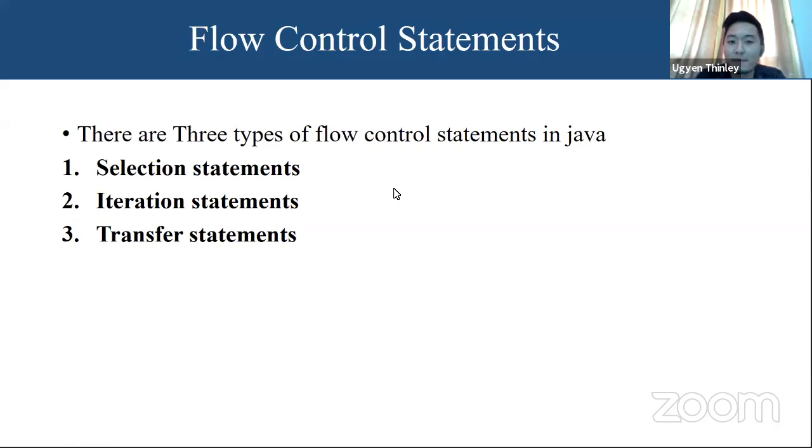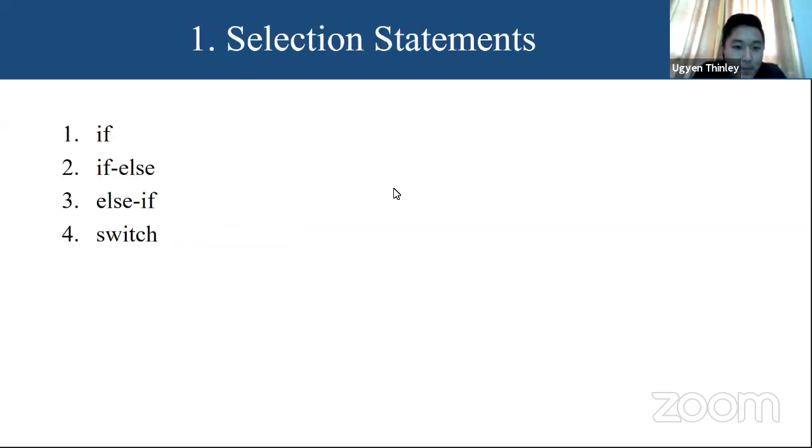In Java, there are three types of flow control statements, namely selection statements, iteration statements, and transfer statements. If I repeat: selection statements, iteration statements, transfer statements. I will go into detail one by one. Under selection statements, they are subdivided into types of statements like if, else if, else, and switch.